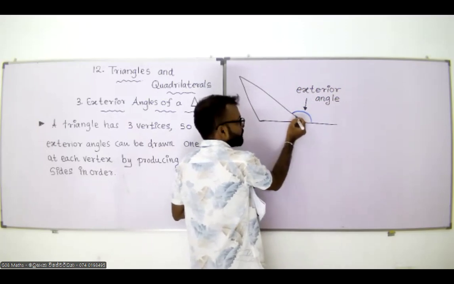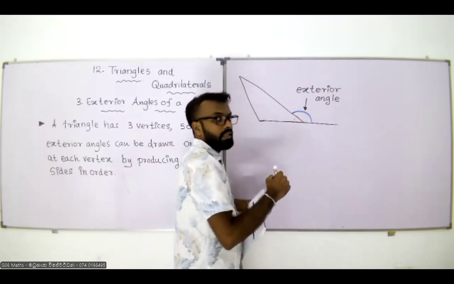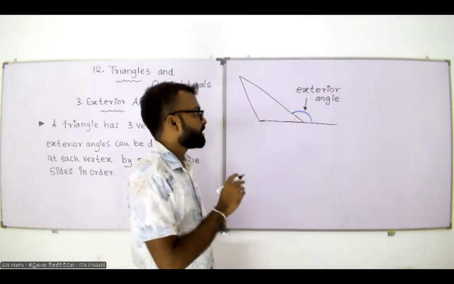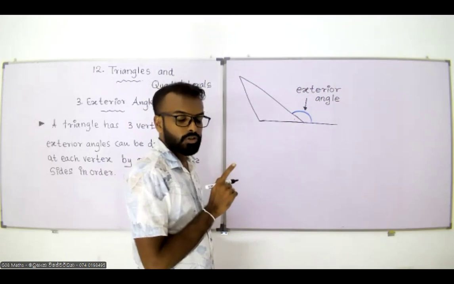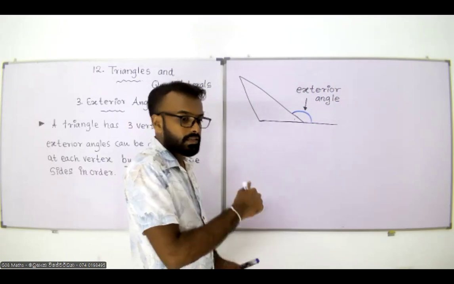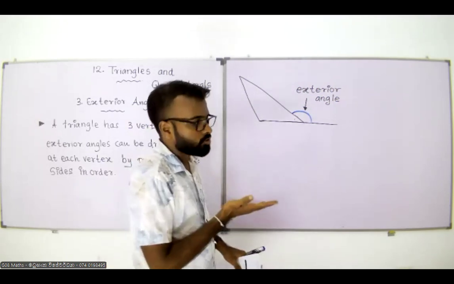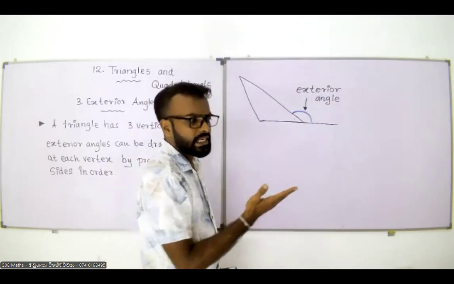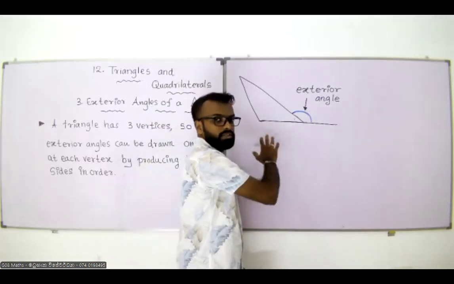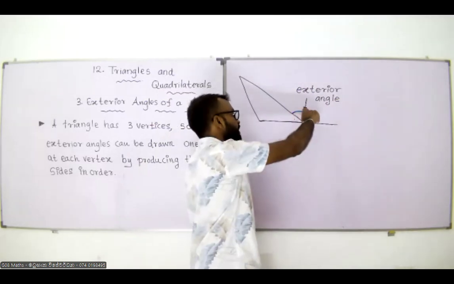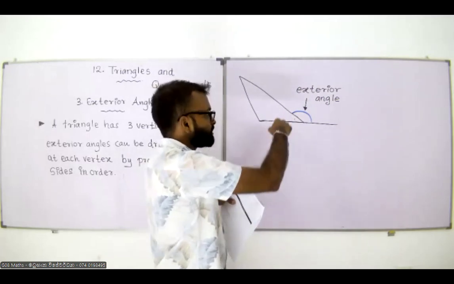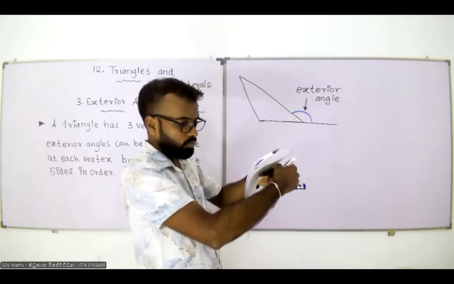And you know, this one is an interior angle. You know that. That is the difference between interior and exterior. Now you need to know how we can form an exterior angle of a triangle by producing one side, by extending one side. This side has been extended, this side has been produced so that I can form an exterior angle. Please label this and I am going to show you the next one.